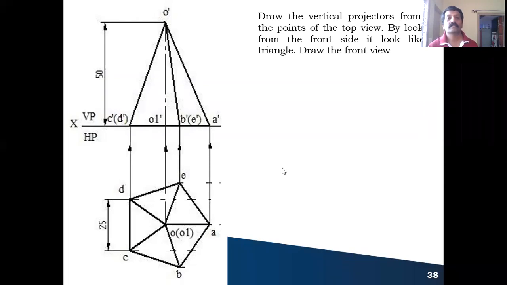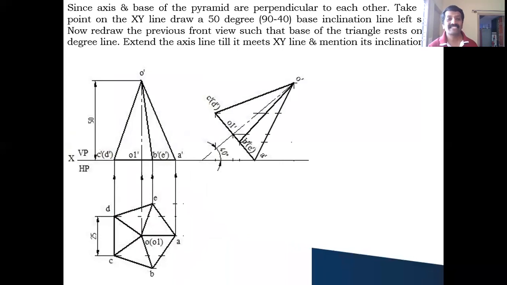Next, for the next front view, next position. He has given the axis inclination as 40 degree. All of you are aware of this, every time I'm telling this: the base and the axis are mutually perpendicular to each other. If the axis inclination is given, then the base inclination should be 90 minus that. If you consider this as a right angle triangle, this is the base and this is the axis. So if the axis is 40, the base should be 50.